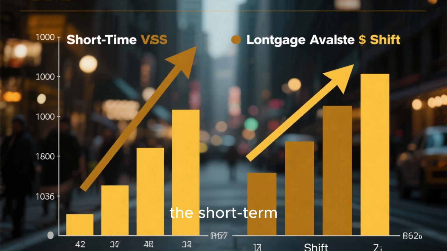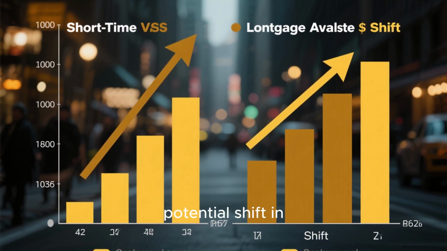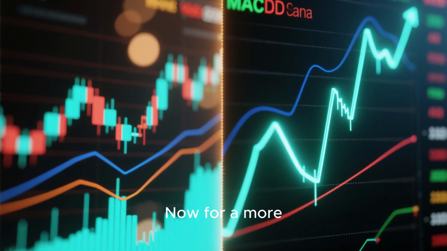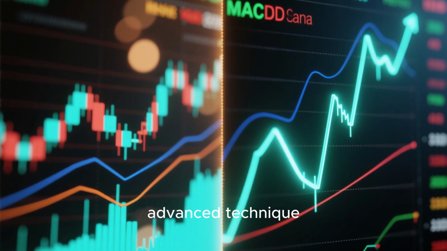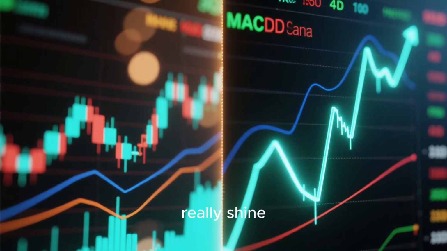It tells you that the short-term average price is now below the long-term average price, signaling a potential shift in the overall trend. Now, for a more advanced technique, divergence. This is where the MACD can really shine.